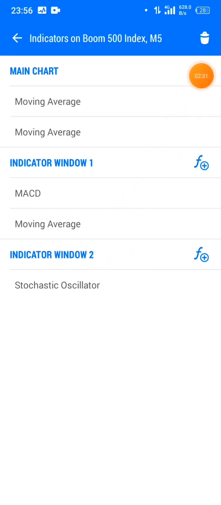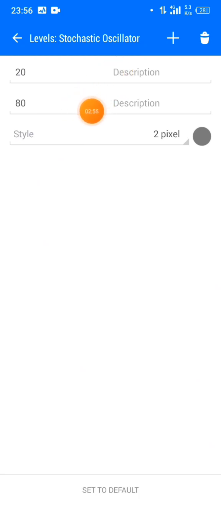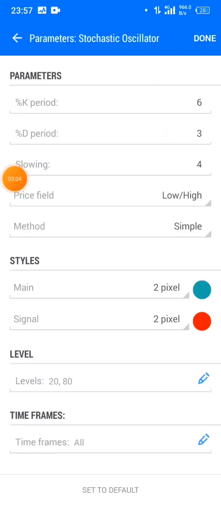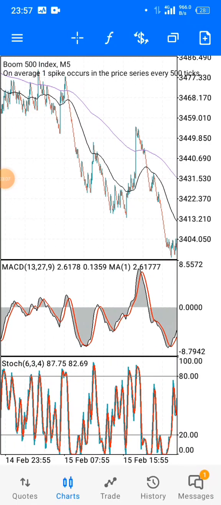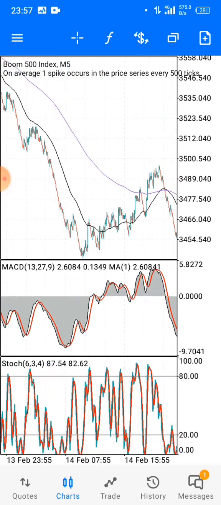Then for the last indicator, you're going to be adding indicator window 2, so you click again so that you can add the indicator window 2. Then on the indicator window 2, we're going to be adding the stochastic oscillator. For the stochastic, we're going to be using percentage K period of 6, percentage D period of 3, slowing of 4, then 2 pixels. Then on the levels, we're going to be using level 20 and level 80. I will change this to 2 pixels and then choose a darker color so that you can see your levels clearly. Then after that, click done. After setting up your indicators, it should look like this, before you change anything.